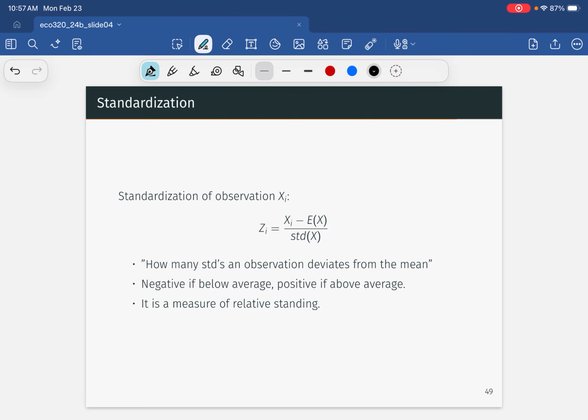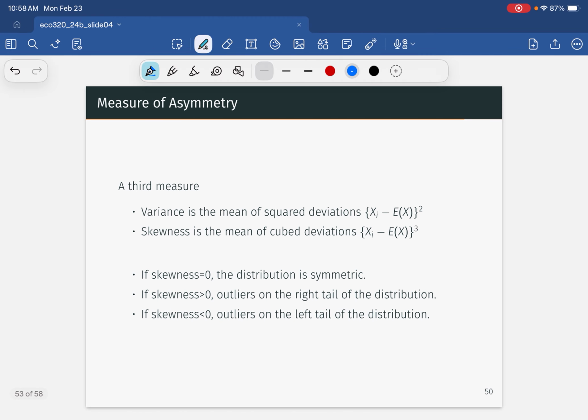This is commonly used standardization, and we'll use it later. You have the original variable x, and we transform it into z by subtracting the mean and then dividing the difference by the standard deviation. That captures how many standard deviations each observation deviates from the mean, so it's measured in standard deviations. That's the unit, right? Of course, it can be negative if it is below average, and positive if it is above average. It is a measure of relative standing. So instead of the test score itself, this standardized score might be more informative to understand your ranking, your relative performance. Okay. All right.